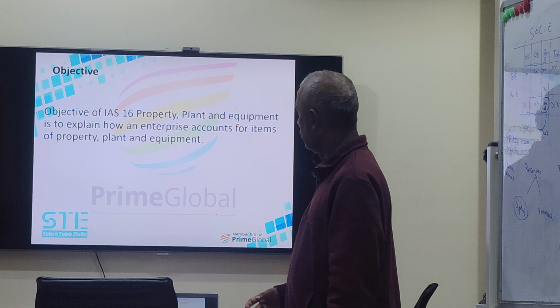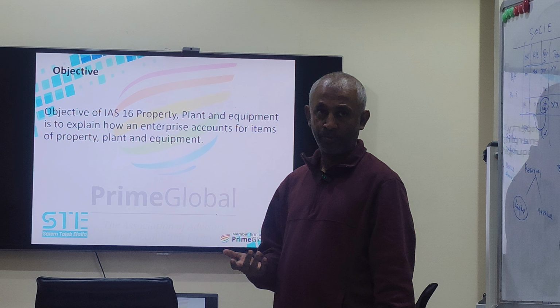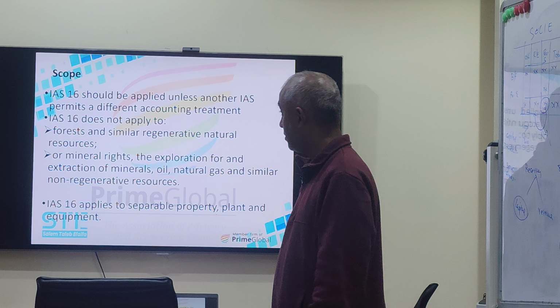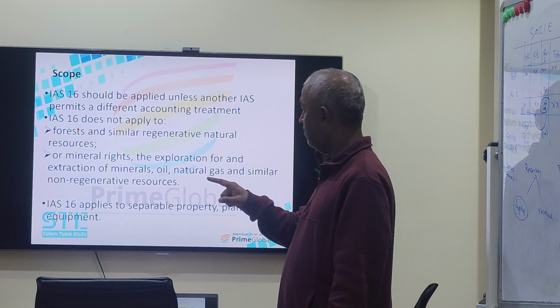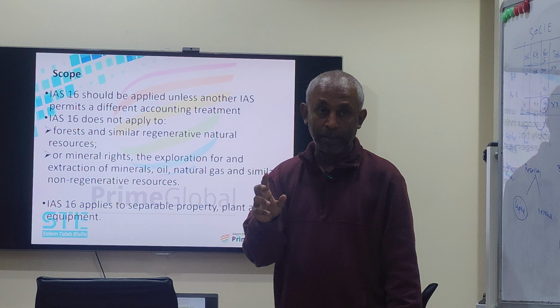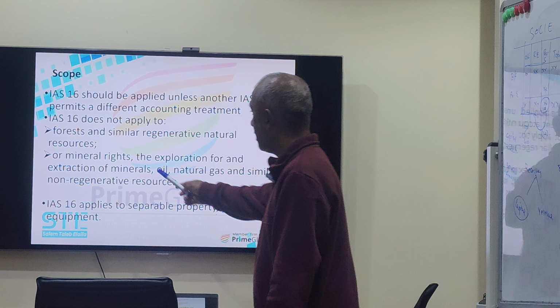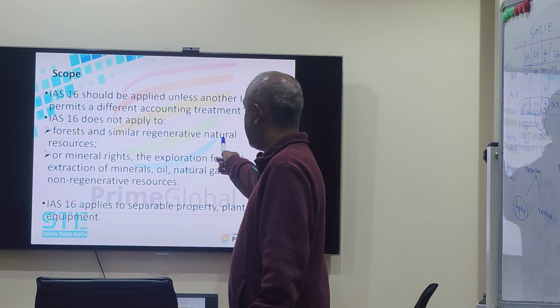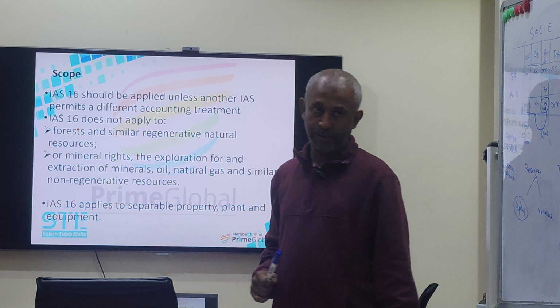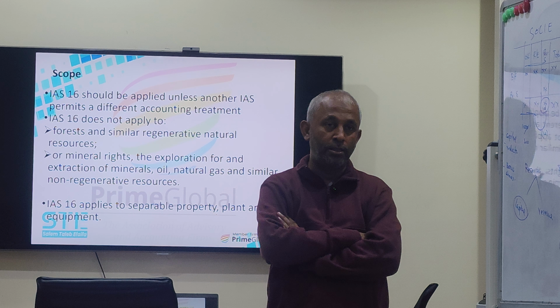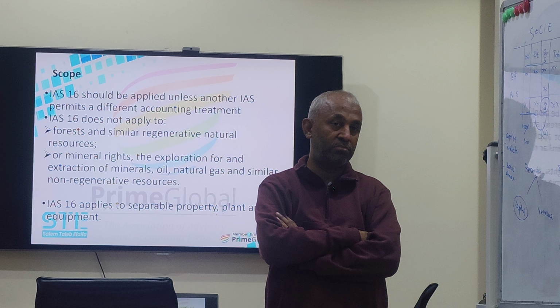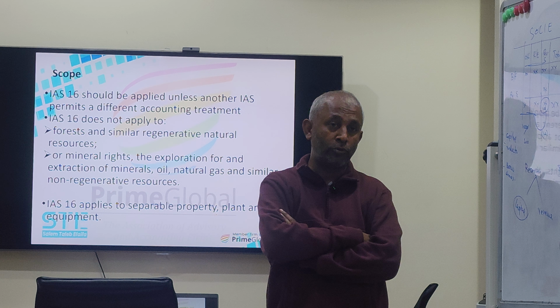Property, plant and equipment: explain how an enterprise accounts for items of property, plant and equipment. We will discuss only property, plant and equipment. We will not discuss the mineral rights or non-regenerative natural resources like oil and gas, or those resources. We are not going to talk about it.